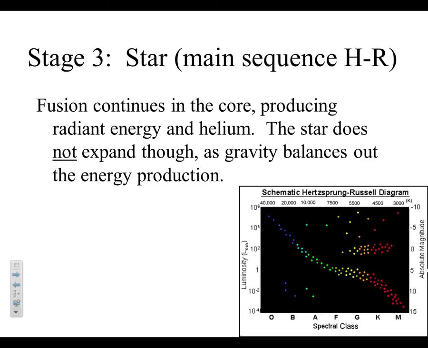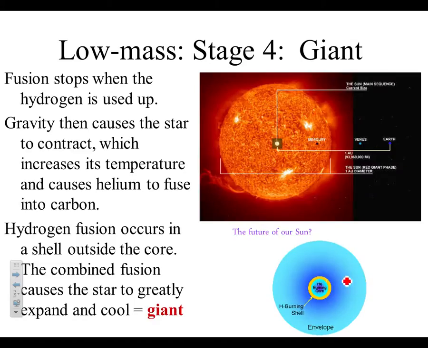Okay, and we're still in the stage 3 main sequence star. That's going to happen for billions of years. But fusion is going to stop when the hydrogen is used up. Gravity then causes the star to contract. That increases the temperature, so now helium can fuse into carbon. And then hydrogen fusion continues in a shell outside the core. That combined fusion causes the star to greatly expand and cool.